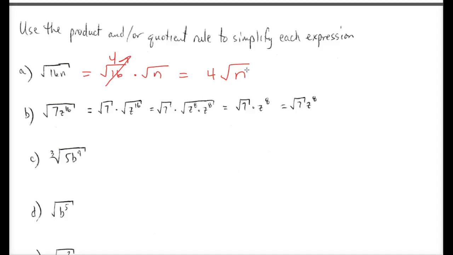Okay. For example B, we see that we just split up the 7 and the z raised to 16. Do the square root of each. Square root of 7 is irrational, so we just keep it that way. Square root of z raised to the 16, you could either split it up like how I've done there, or you could understand that this is an understood 2, and that would be z raised to the 16 divided by 2, which is z raised to the 8th. Okay, and so you see how we get our answer there.